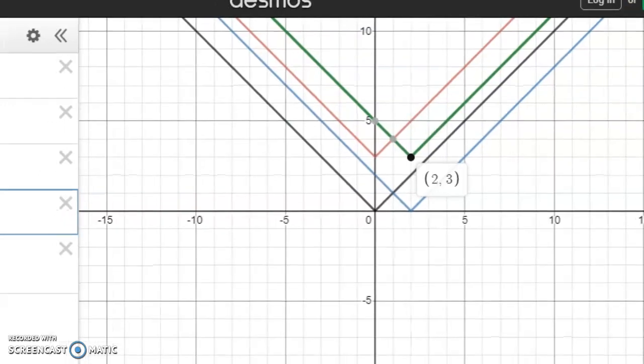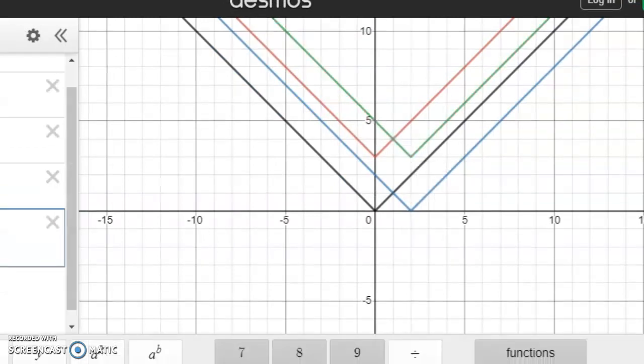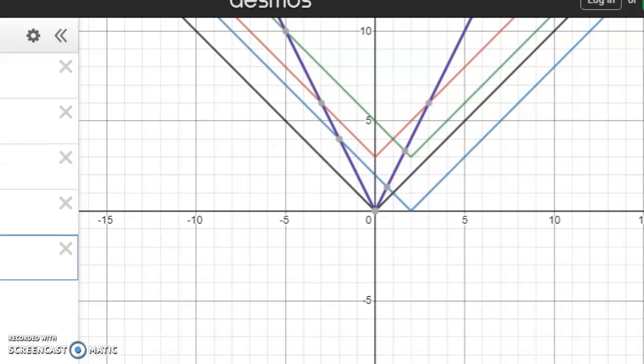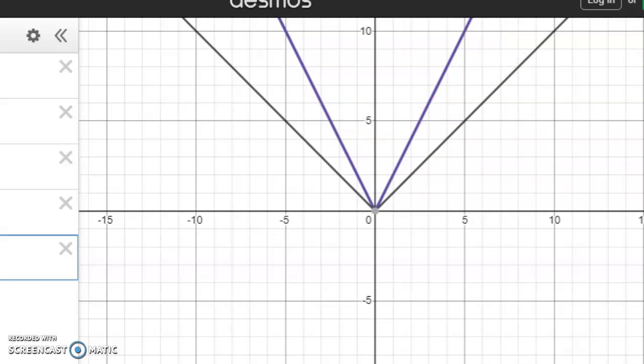All right, and the very last one we had was 2 times the absolute value of x. Let me make it again. That's right there. It's much steeper than the other ones were. I'll show you. Turn those off. See how your parent function looked like this? And this one was much steeper.